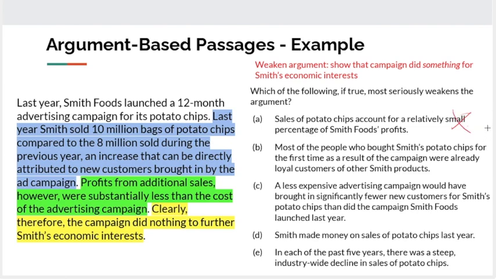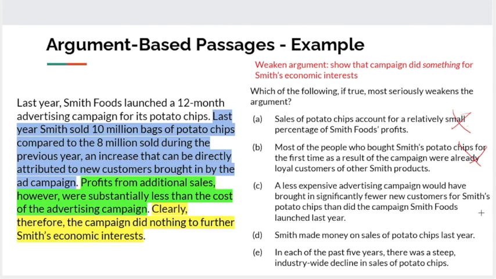B, most of the people who bought Smith's potato chips for the first time as a result of the campaign were already loyal customers of other Smith products. Well, if anything, that would strengthen the argument, because what this would suggest is that the campaign didn't bring in a lot of new customers. As it says here, they were already loyal customers of other Smith products. So if anything, that would suggest that the advertising campaign wasn't particularly helpful. So again, given that the argument states that the campaign did nothing to further their economic interests, this would only strengthen that argument.